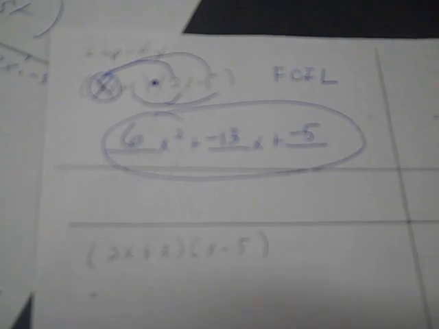6x to the second plus negative 13x plus negative 5. Okay, again, that's exactly what I did. It's FOIL, first, outer, inner, last. So again, no signs between the parentheses means multiplication, so that will be the FOIL method.